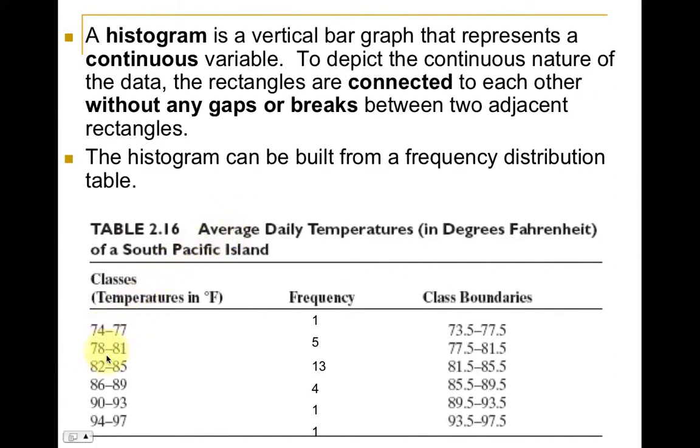in this column, we're looking at temperature in degrees Fahrenheit, but it's categorized in a way that makes it look like it's discrete. If we look at the class boundaries column, now we have data that appears that it could be continuous. Now this column, the class boundaries column, is the column that we use to create the histogram. Because the histogram is made to represent continuous data, we use the class boundaries column, which represents continuous data.